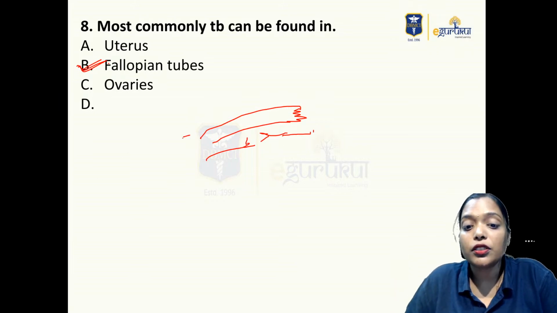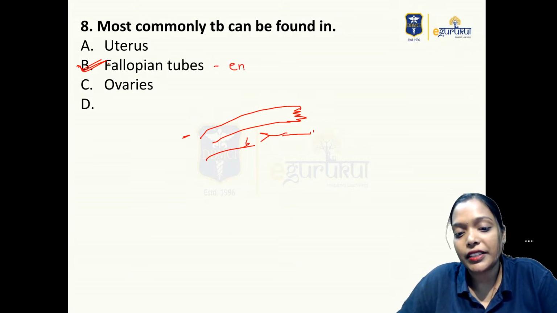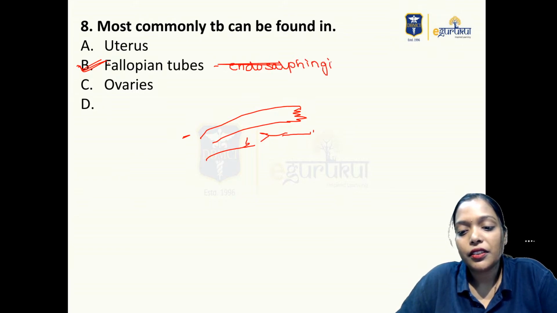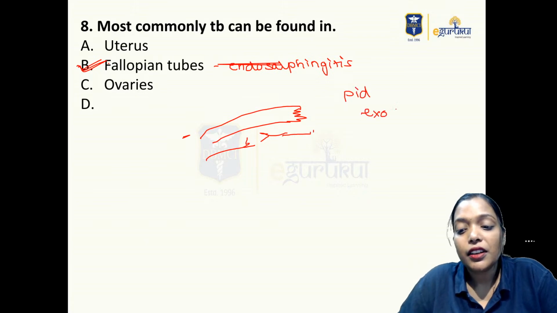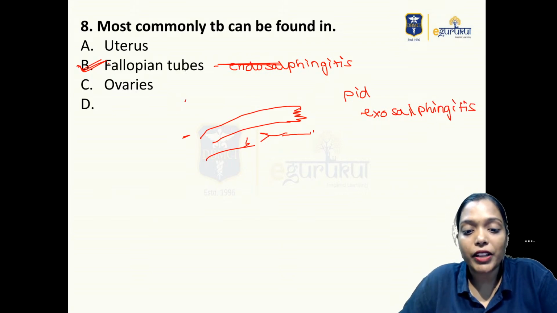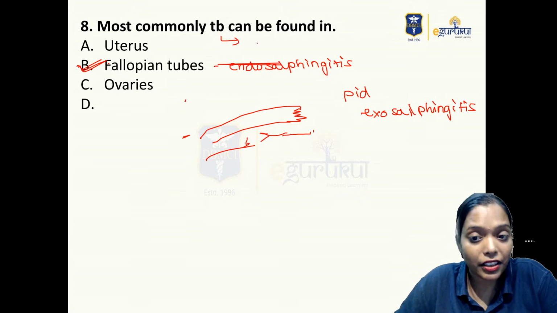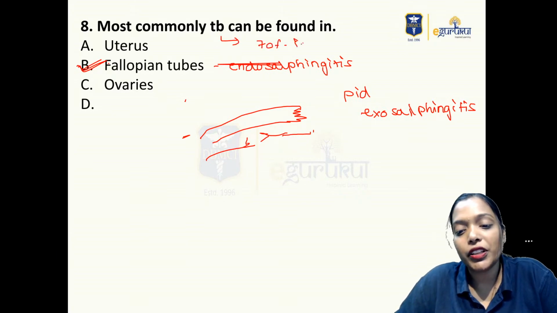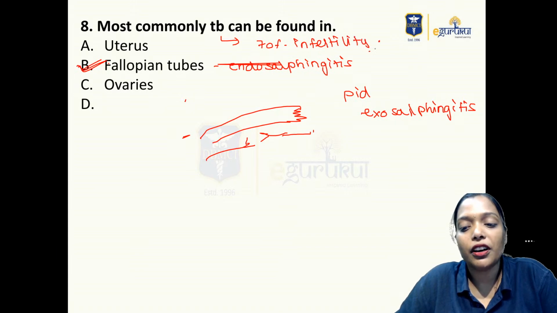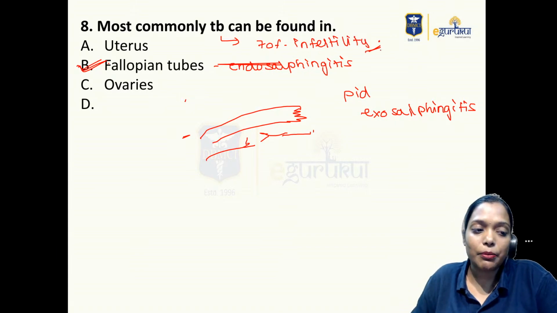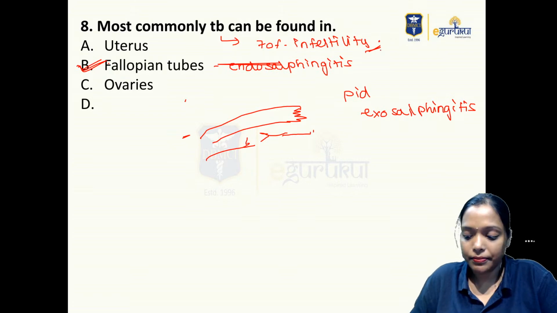Tuberculosis causes endosalpingitis, an inside-to-outside infection, whereas PID will cause exosalpingitis. And because the tubes get affected in tuberculosis, 70% of those with genital tuberculosis will present with infertility. So the most common symptom of genital TB is infertility, right?